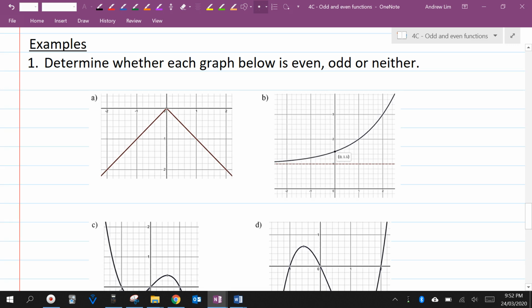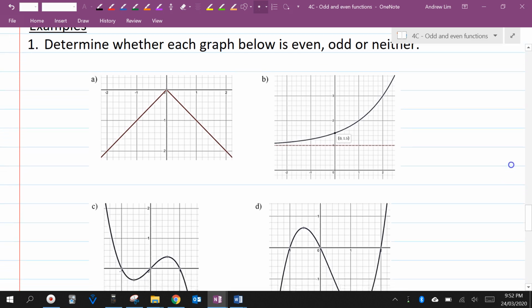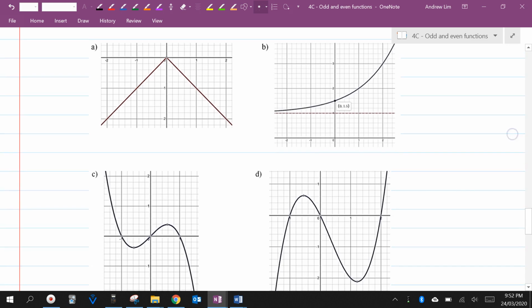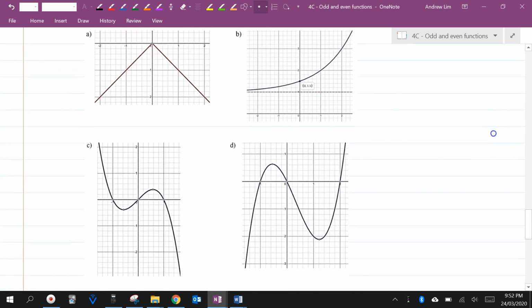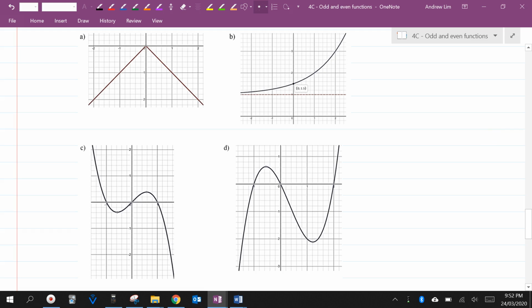Determine whether each graph below is even, odd, or neither. I'm going to get you to pause the video, have a go with questions A, B, C, and D yourselves, and when you're ready to check your answer, continue playing the video. Okay, well, question A. This is our y-axis, and it's a mirror image, it's a reflection. Therefore, it is even, because even functions are reflections across the y-axis.